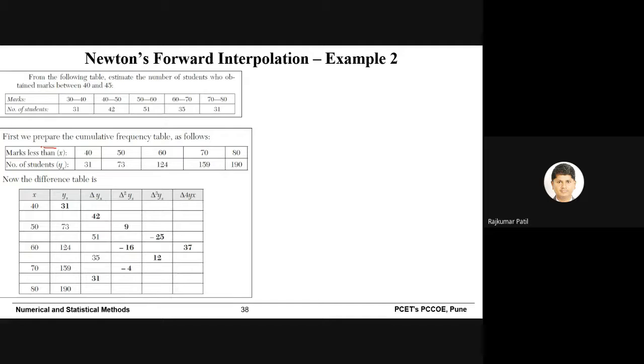Here what we are saying is marks less than 40. So how many students received marks less than 40? The answer is 31. So you can see here 31. Then how many students received marks less than 50? Here you need to take the sum of 31 plus 42, and the answer is 73. See how we are modifying the table.